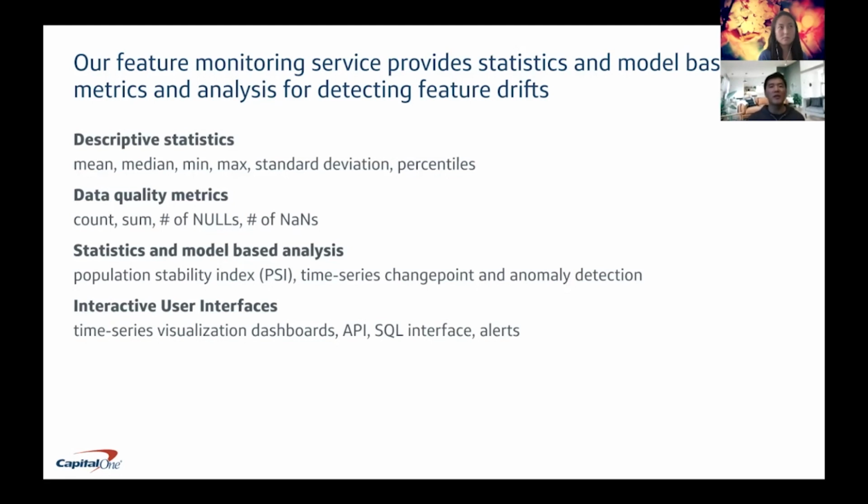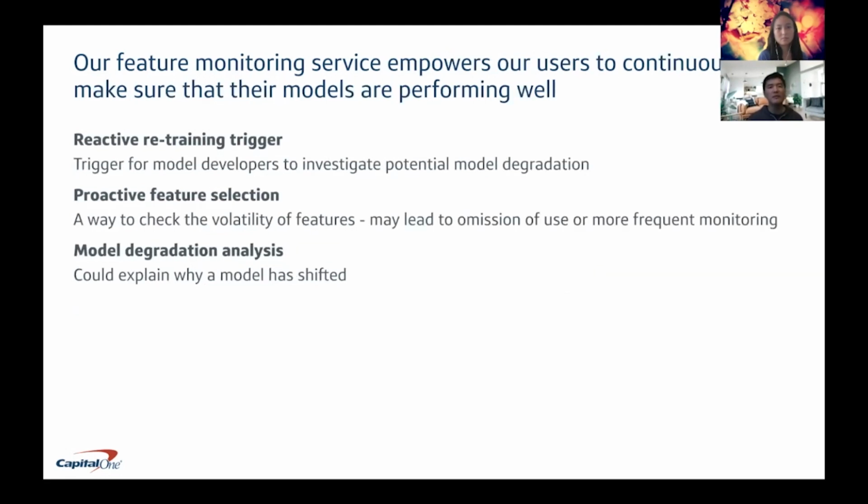So our platform provides our users the access to all these metrics and analysis through various interactive interfaces like visualization dashboards, API, SQL interface, and alerts. With the capabilities that our platform offers, our users can continuously make sure that their models are performing well. They can use the interactive interfaces to derive signals to retrain a model, proactively make decisions on whether they want to use a feature or not, or explain why their model has shifted.